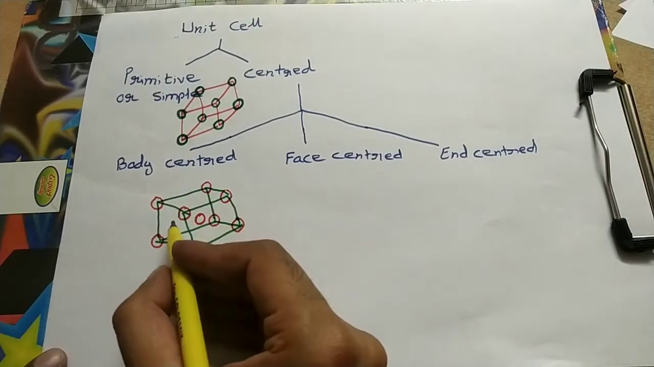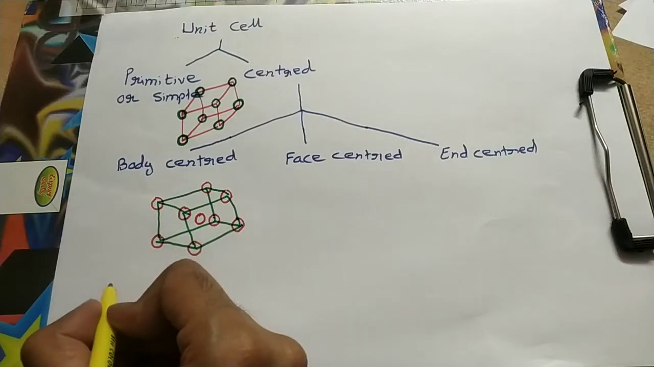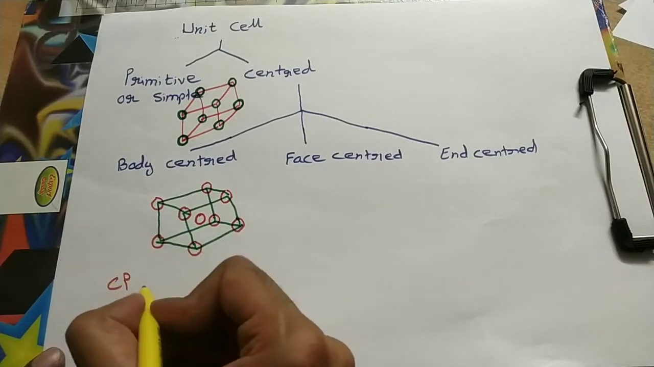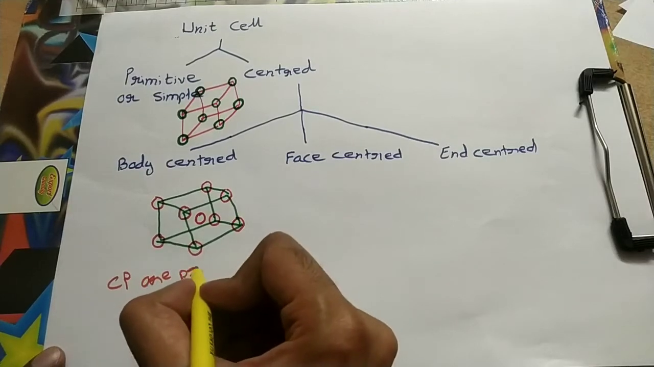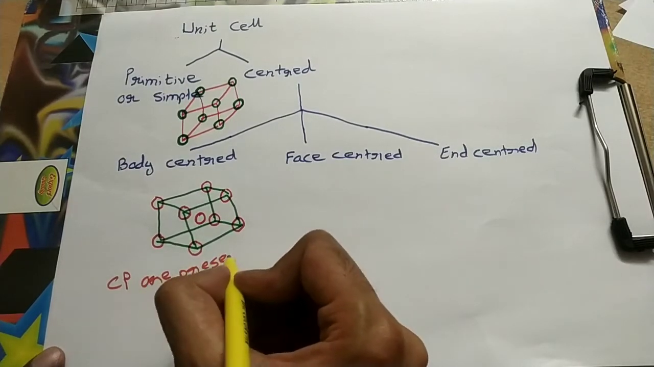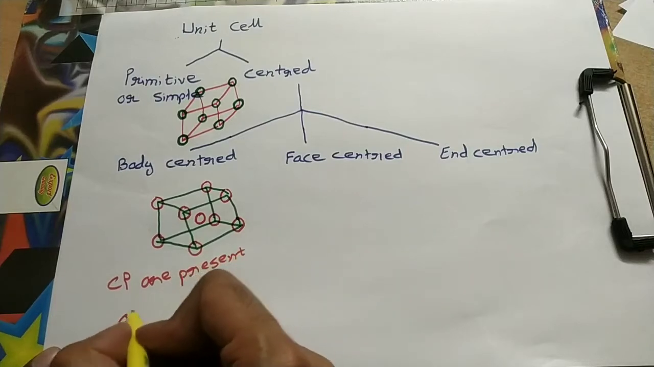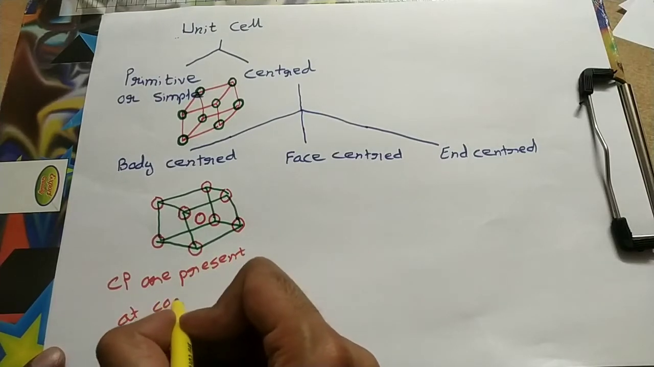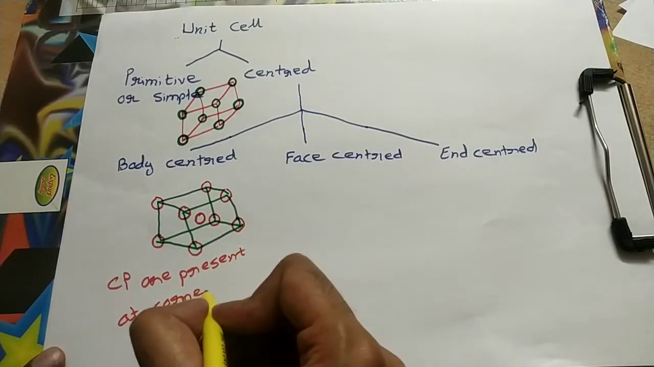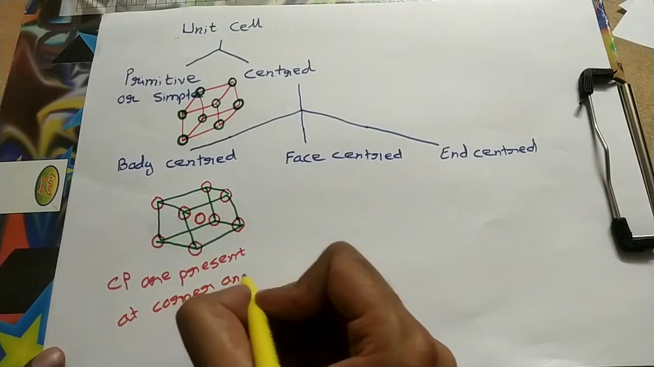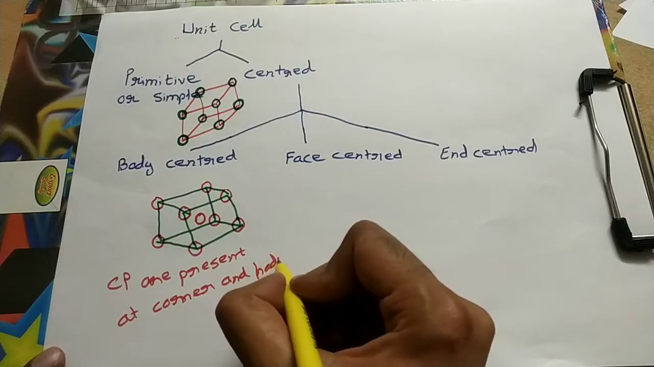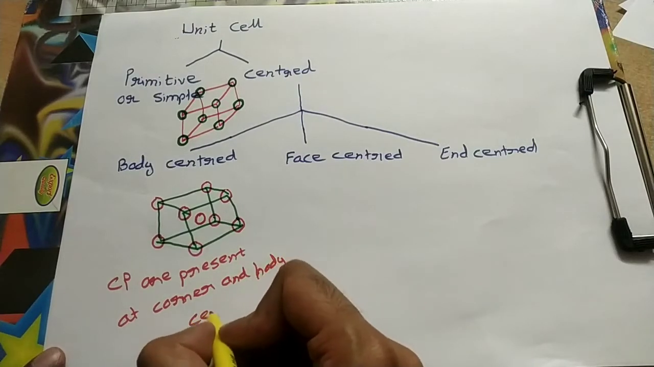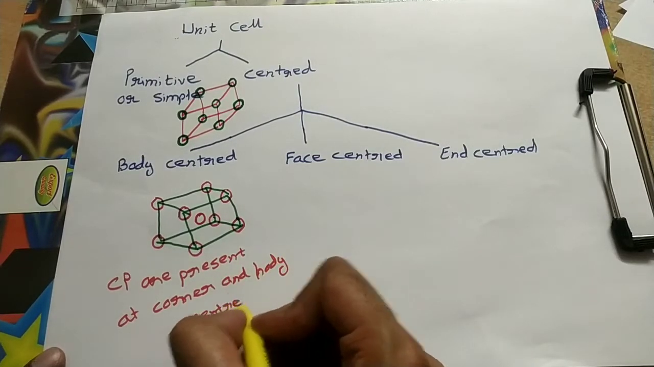So in a body-centered unit cell, constituent particles are present at the corners and the body center.